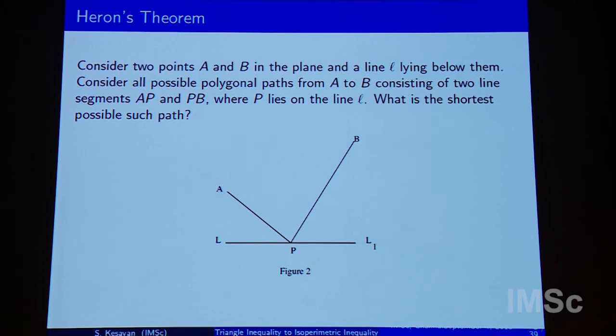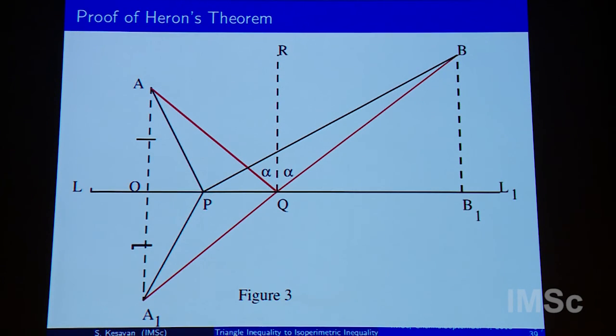So how do we solve this problem? Well, if it were just directly from A to B, we know we have to take the straight line. But now I have given you a constraint, namely I have to first come to this line and then go. So how am I going to solve that?